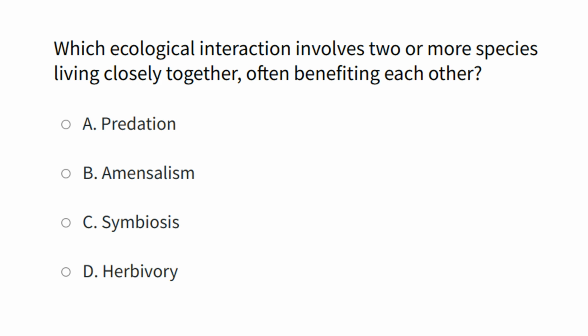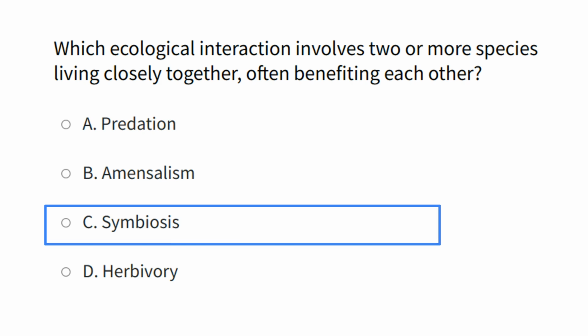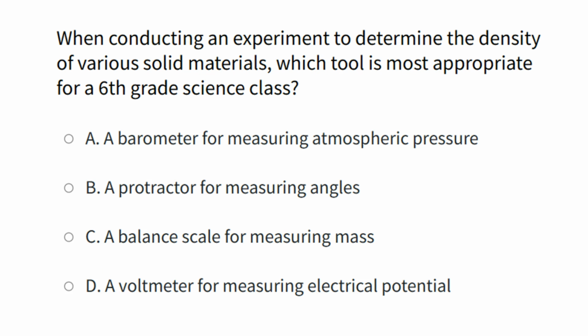Question 9. Which ecological interaction involves 2 or more species living closely together, often benefiting each other? A. Predation. B. Amensalism. C. Symbiosis. D. Herbivory. The correct answer is C. Symbiosis. And on to our 10th and last question.